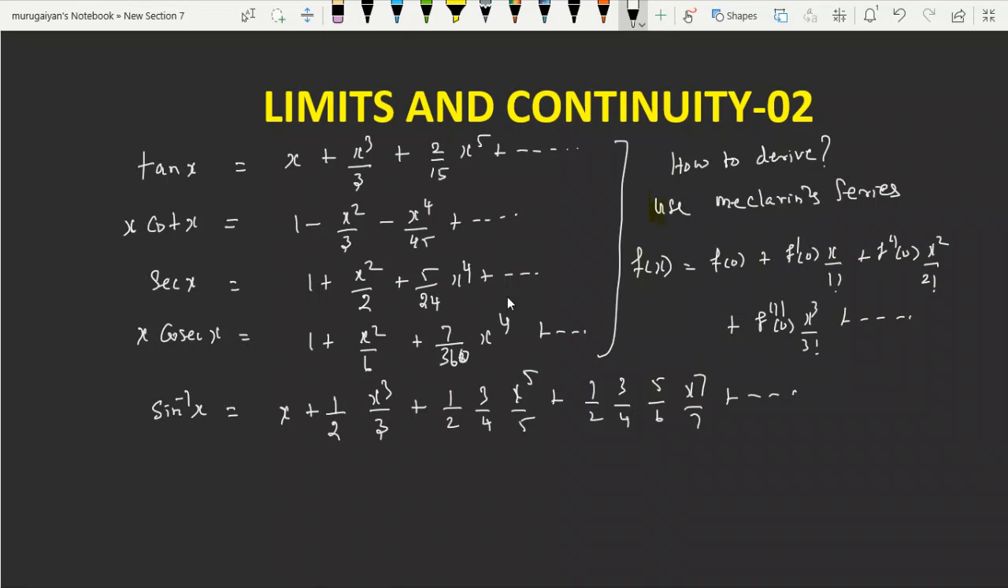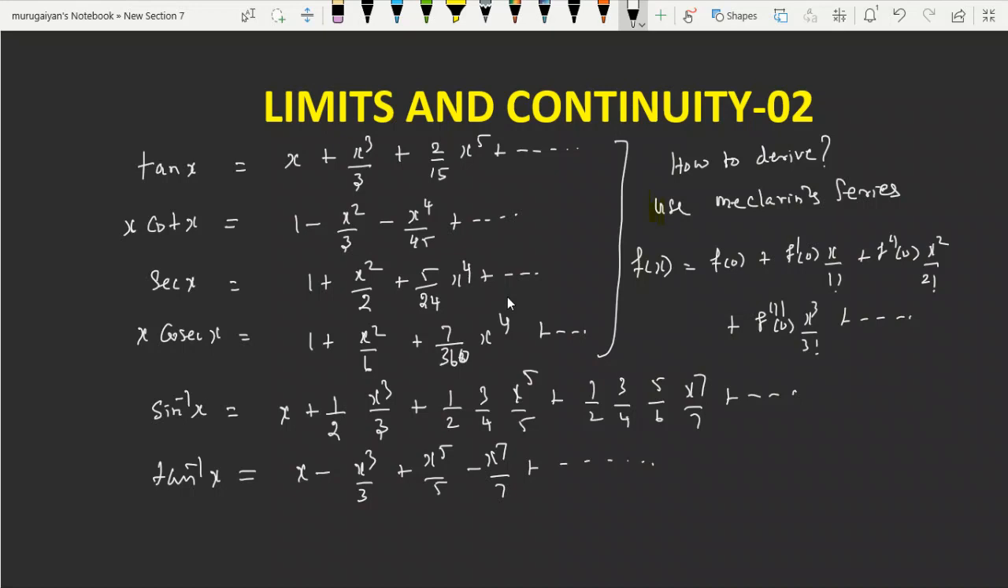Then tan inverse x: x minus x cube by 3 plus x power 5 by 5 minus x power 7 by 7. Keep going. This is tan inverse.